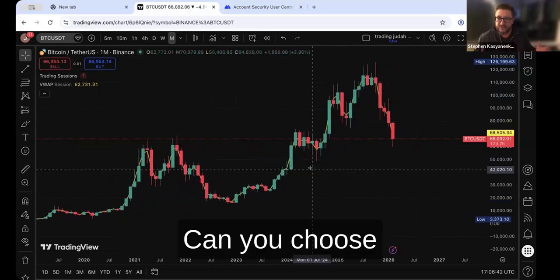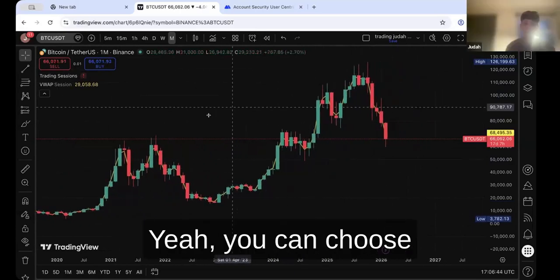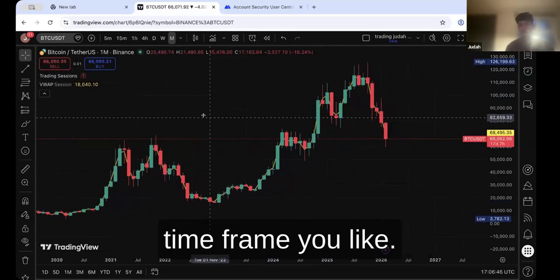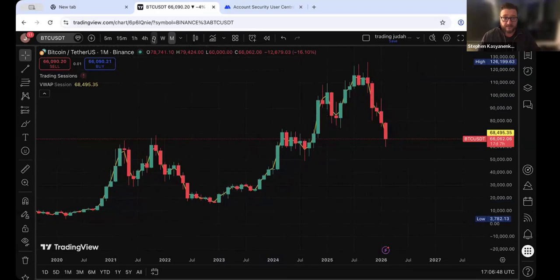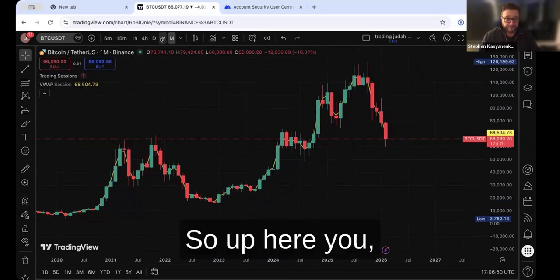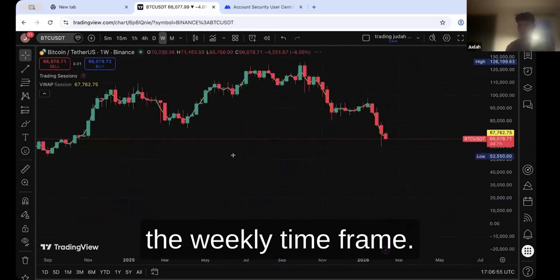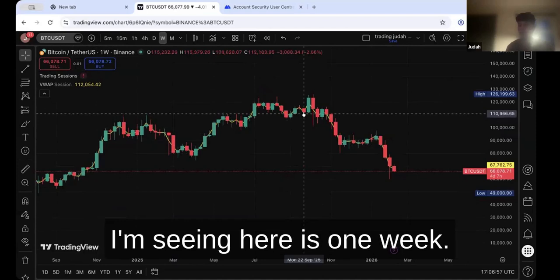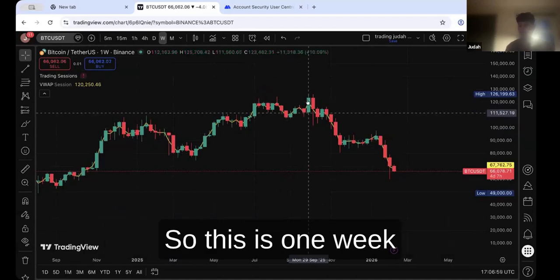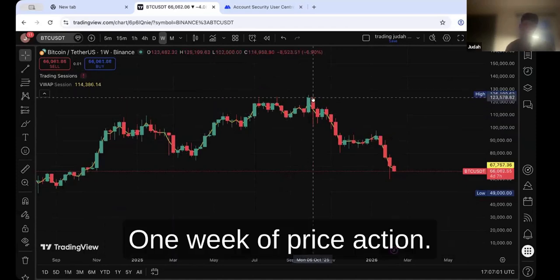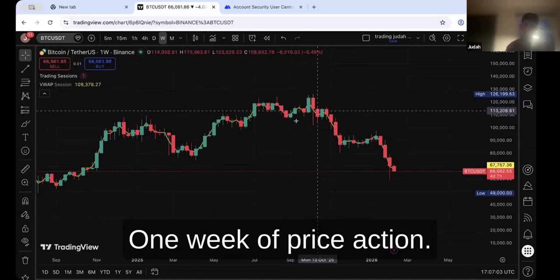Can you choose different time frames? Yeah, you can choose almost every time frame you like. Up here, you can choose your time frame. So I can go also to the weekly time frame. This means that every candle I'm seeing here is 1 week. So this is 1 week of price action, 1 week of price action, 1 week of price action.